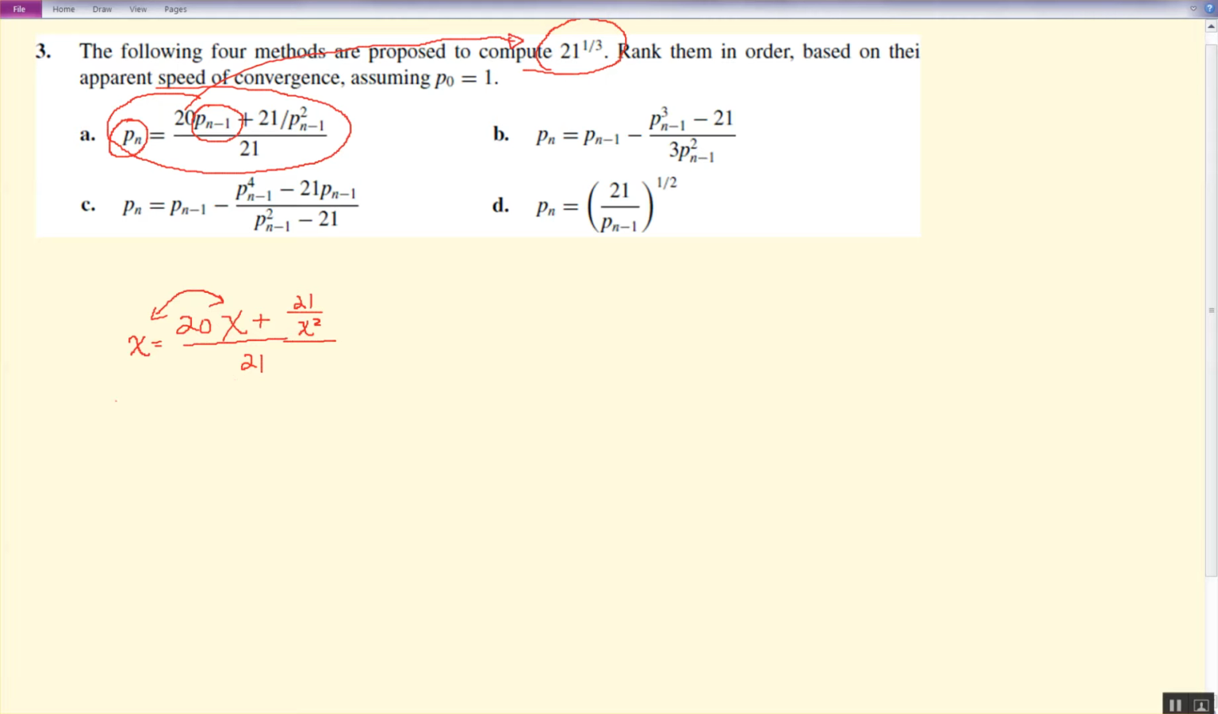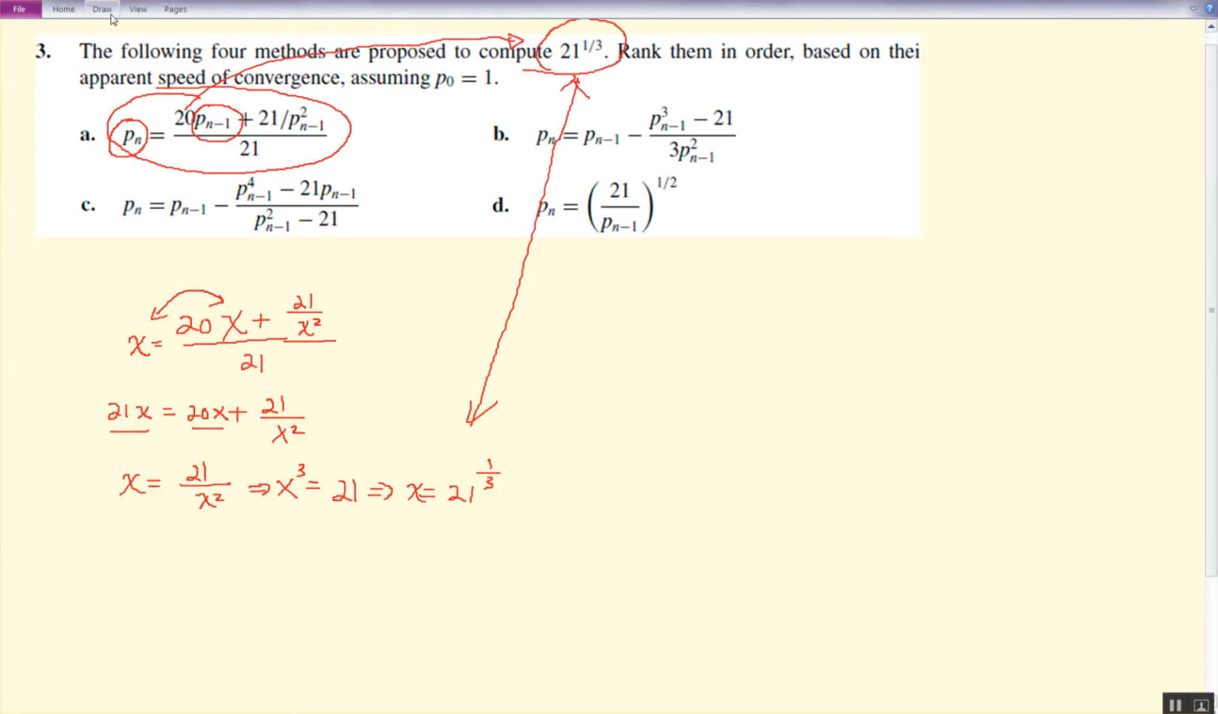Now do some algebra. Multiply both sides by 21, and then you have 21x equals 20x plus 21 over x squared, right? To continue the algebra, on the left hand side you have 21x and 20x here, so you're left with x equals 21 over x squared, which means x cubed is equal to 21. In other words, x is equal to the cube root of 21, which is 21 raised to power 1/3. So I explained that that's the value, right?